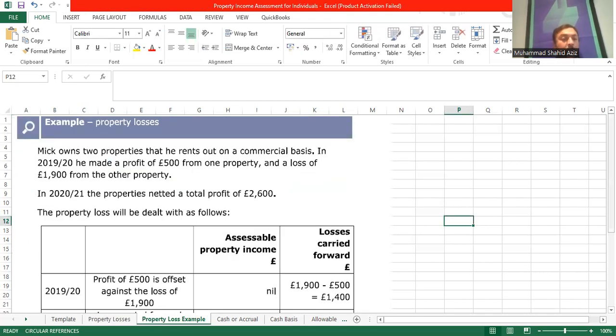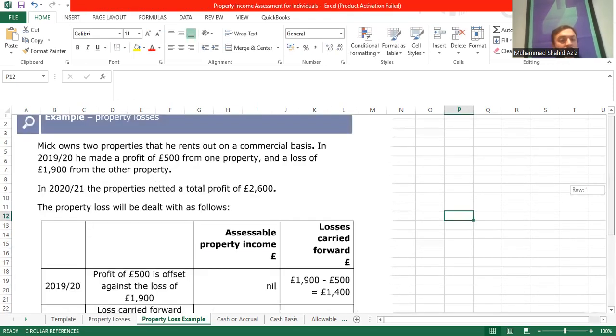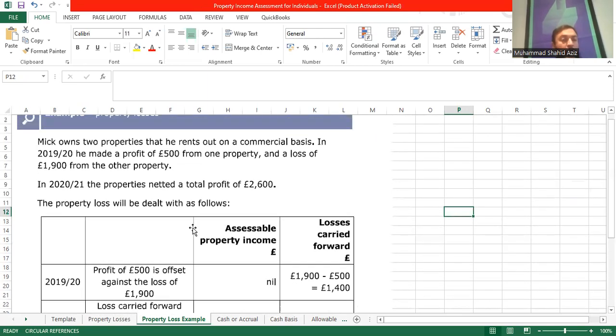Let's see an example of how to offset property loss. Mike owns two properties that he rents out. In 2019-20, he made a profit of £500 from one property and a loss of £1,900 from the other property. So £1,900 minus £500, he makes a £1,400 loss in the first year, 2019-20. So assessable property income in year one will be nil.